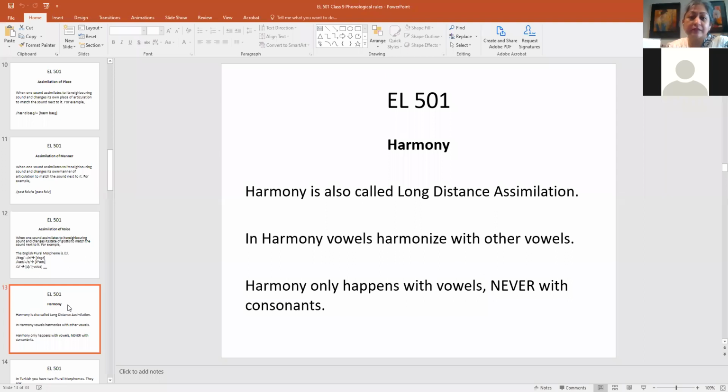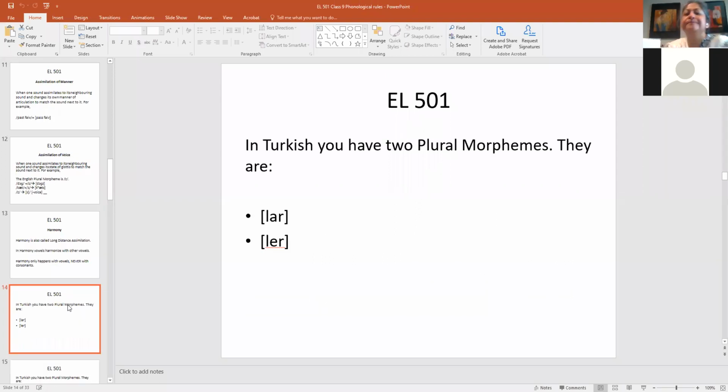So we're going to look at an example of harmony. In Turkish, you have two plural morphemes, and they are lar and ler. Two morphemes. Now let's look at lar and ler. If you look at them, the first one, lar and ler. Can you call lar and ler a minimal pair?